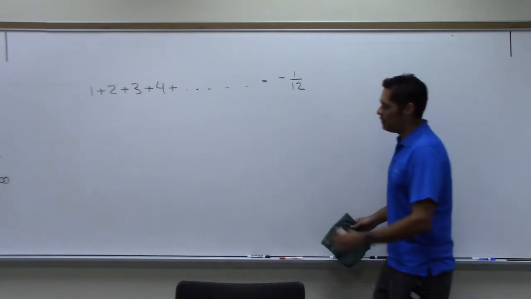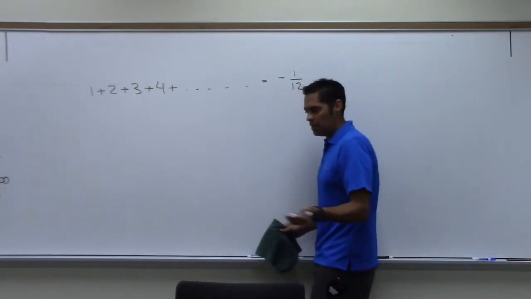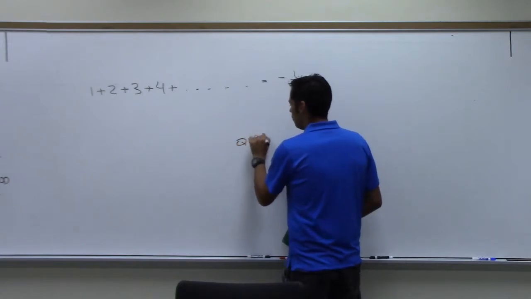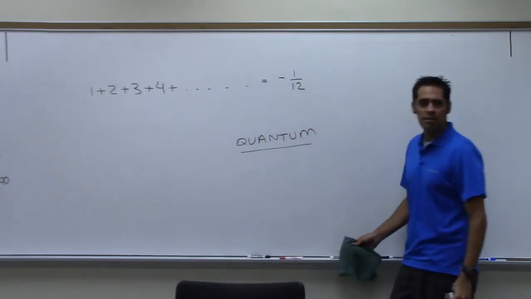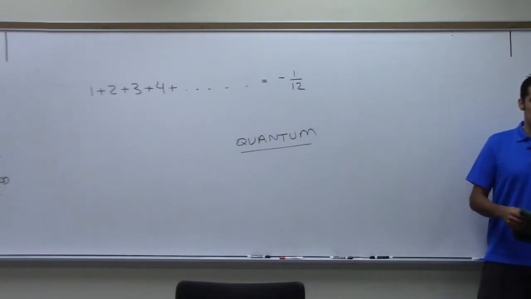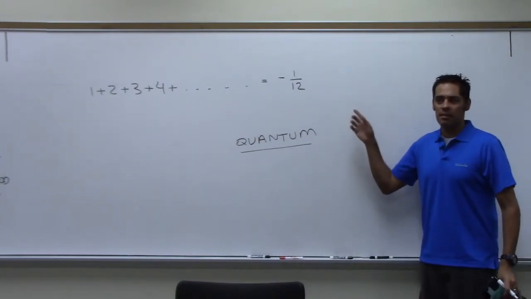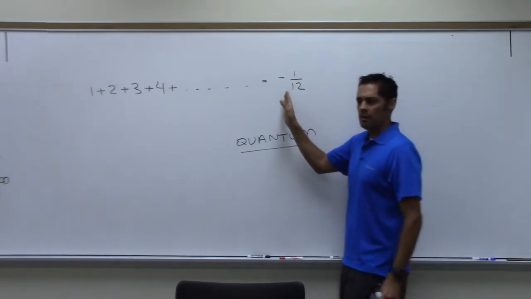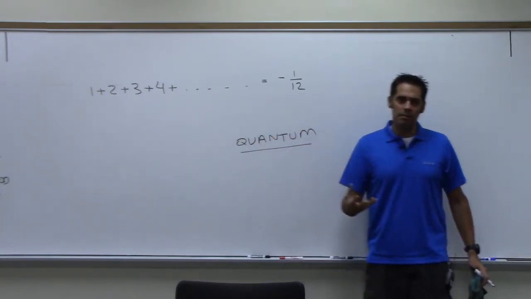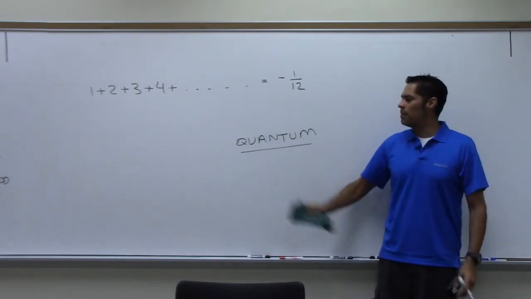If you were to open up a textbook on quantum mechanics or quantum physics, which I know none of you are doing right now, this is usually in the first chapter: you have to assume that this is true. And all of the quantum theories are based upon this summation being true.